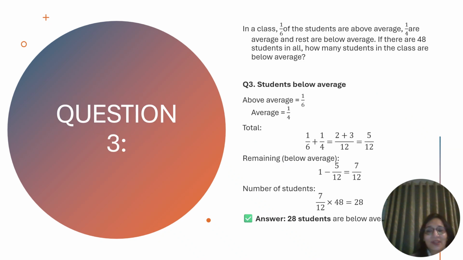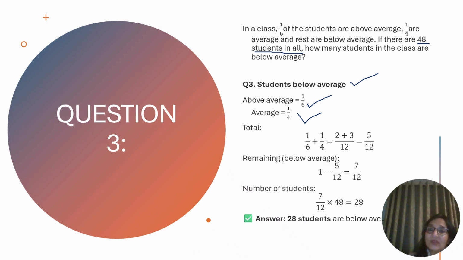Let's understand question number 3. In a class, 1/6 of the students are above average, 1/4 are average, and the rest are below average. If there are 48 students in all, how many students in the class are below average? Now, what is given: above average is 1/6, average is 1/4. Now what is the total given? The total, we know, is 48.